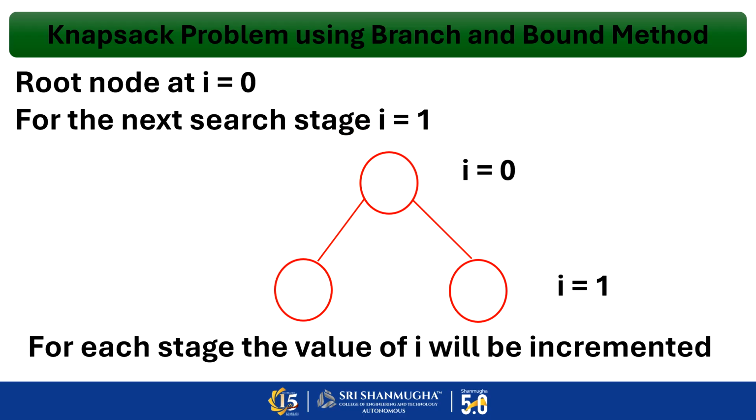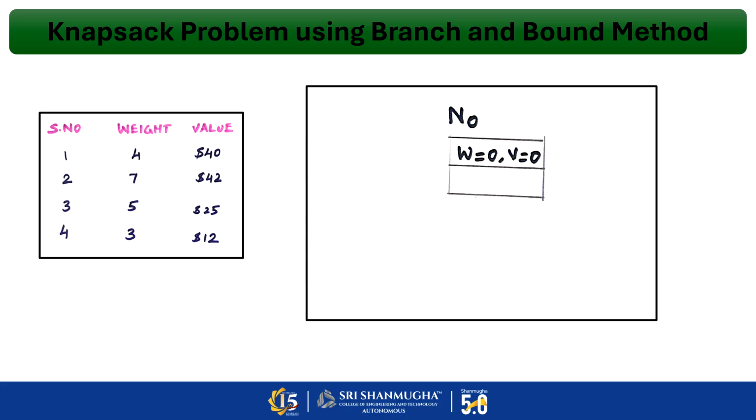In that case i will be equal to 1. So for each stage the value of i will be incremented. Now we will start the state space tree. First level is the root. We will represent it as node 0. So n will be equal to 0, w is also 0 and the value is also 0.